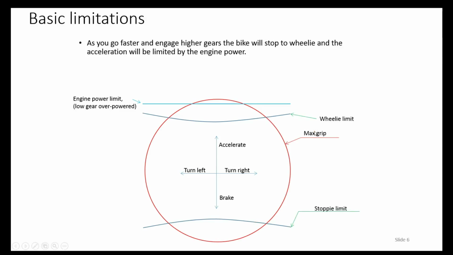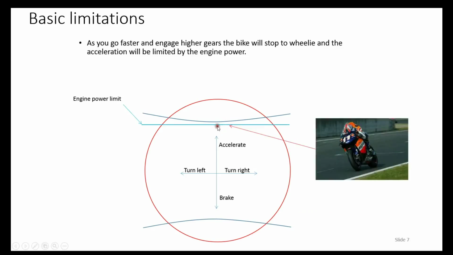And then if we go faster, the limitations will change. That's because we engage higher gears, so the power from the engine becomes less, and at very high gears even a superbike cannot lift the front wheel. So if you try to accelerate as hard as you can, you're limited by your engine power, like this guy here.